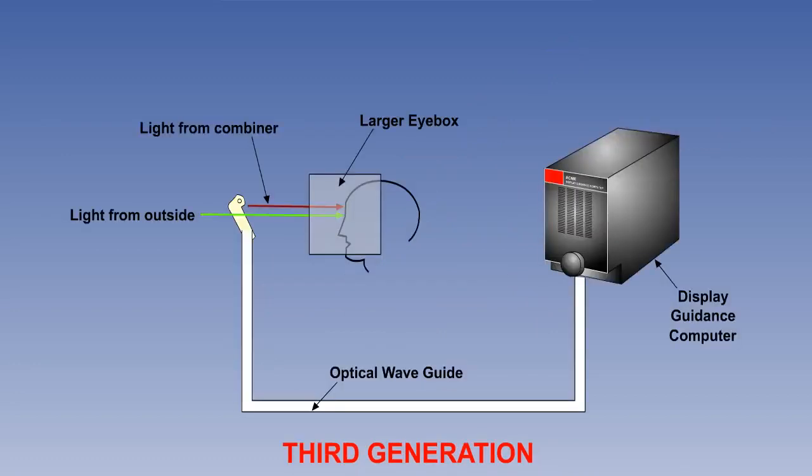Third generation systems remove the need for the overhead projector. Optical waveguides produce the image directly in the combiner. With these systems, eye reference point is less critical since the eye box is larger. These are just emerging in aircraft.